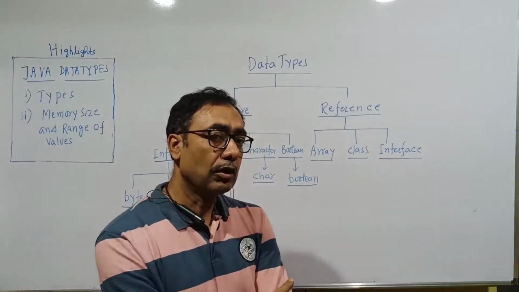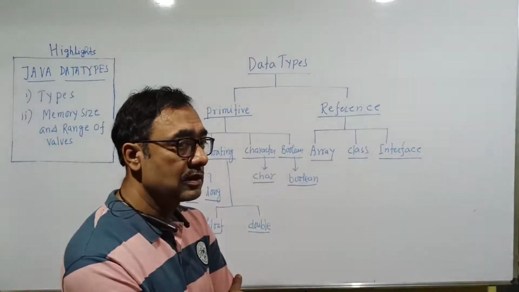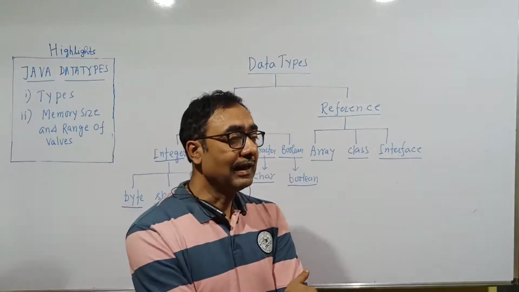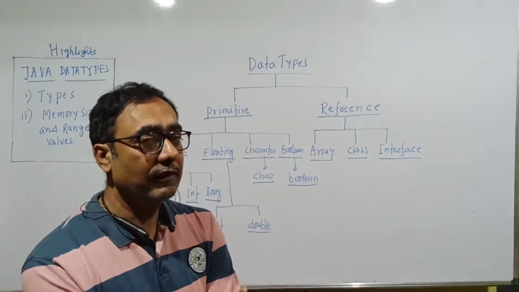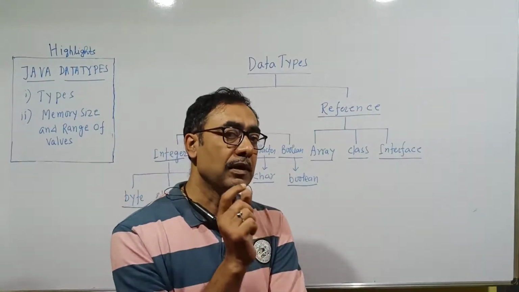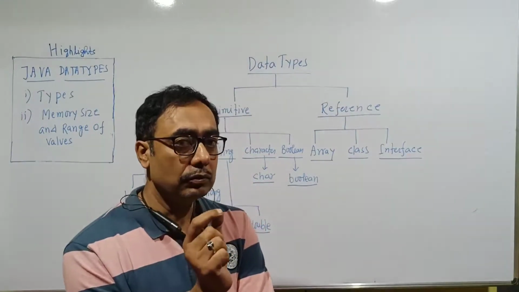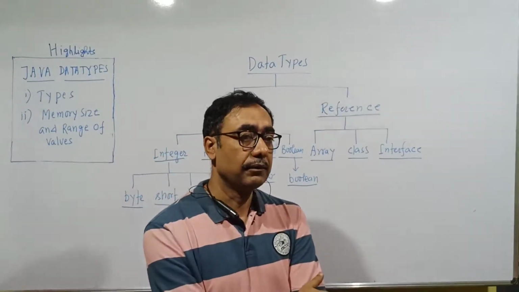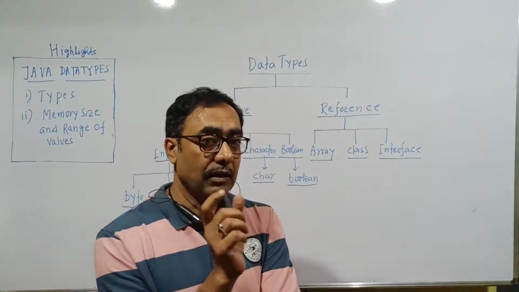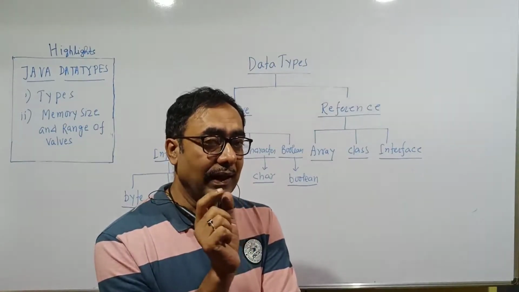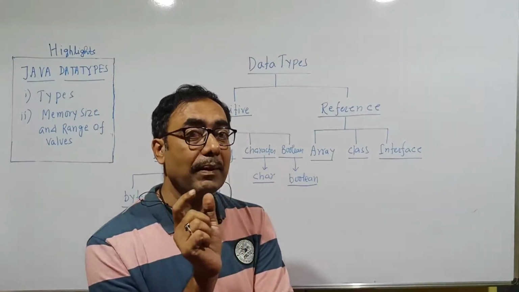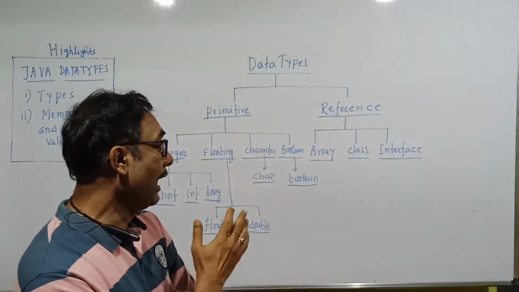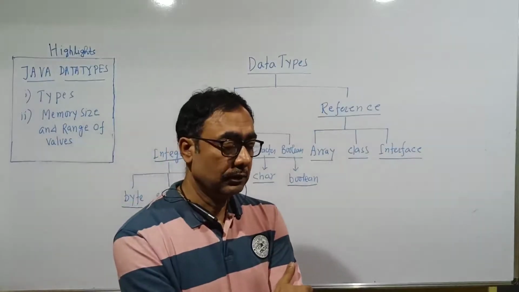There is another point of difference between primitive and reference data types. In the case of primitive data types, the variable contains a value. But in the case of reference data types, the variable will contain a reference, that is, a memory address. So in this way the primitive and reference data types differ.